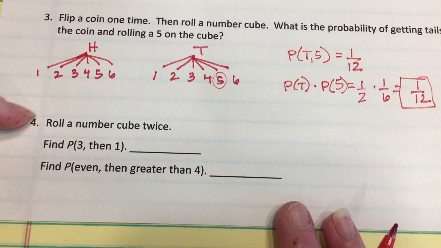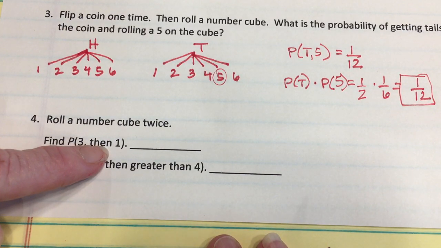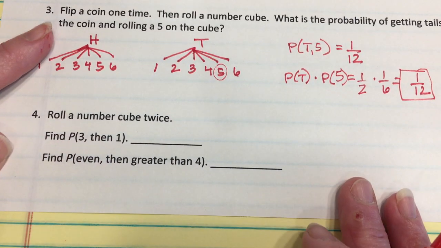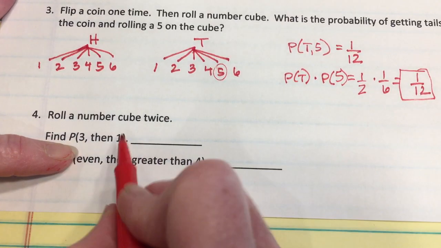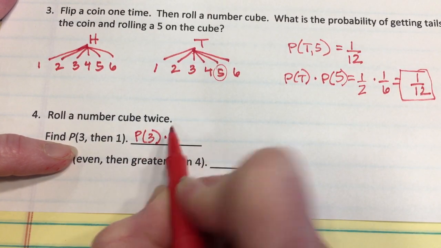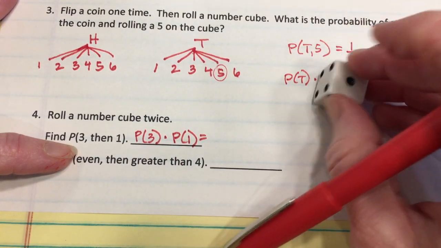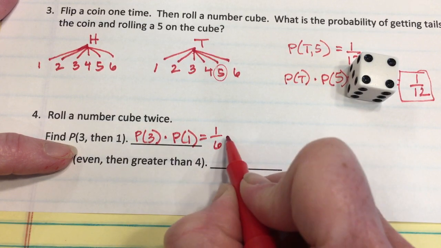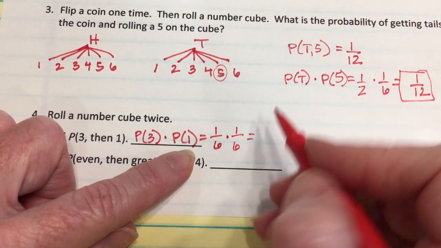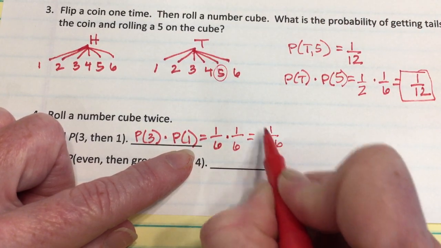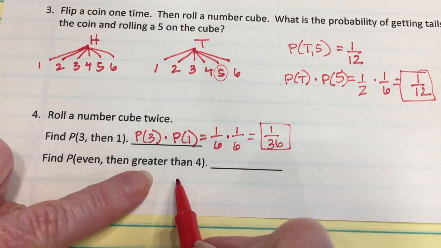You roll a number cube twice. Find the probability of 3 and then 1. This time I'm going to skip the sample space and just use multiplying. So when I roll a number cube, the probability of rolling a 3, and then I want to multiply that times the probability of getting a 1. In a number cube, what's the probability of getting a 3? Just 1 out of 6, because there are 6 sides. Probability of getting a 1 is 1 out of 6. So if I multiply those together, I get 1 out of 36.